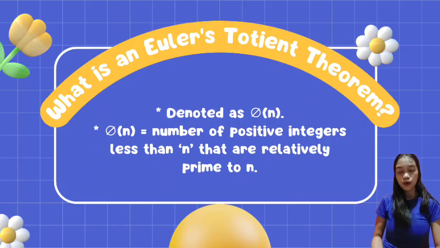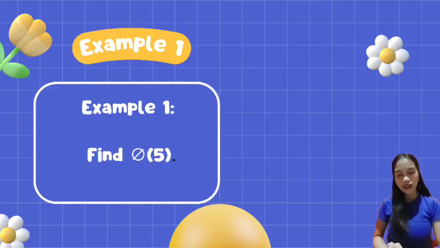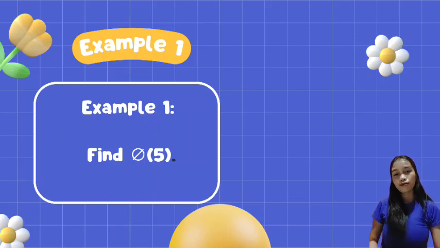Euler's totient function is denoted as phi of n. And phi of n is the number of positive integers less than n which are relatively prime to n. To further understand it, let us have an example. We have here example 1. Find phi of 5.